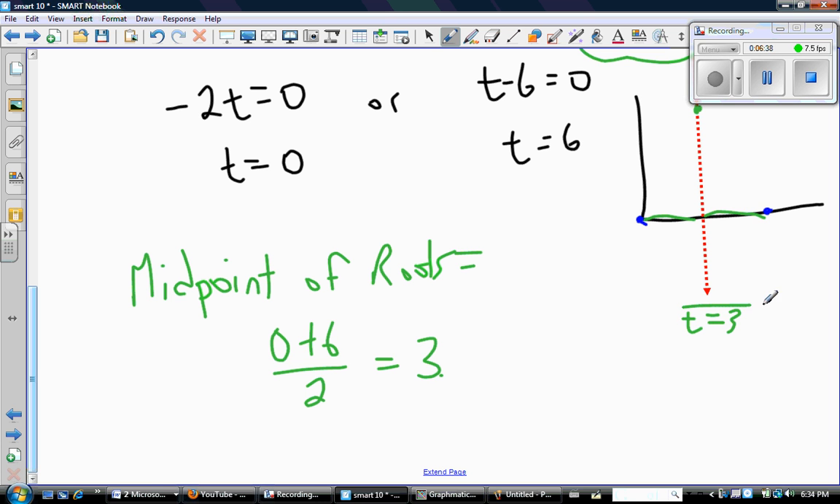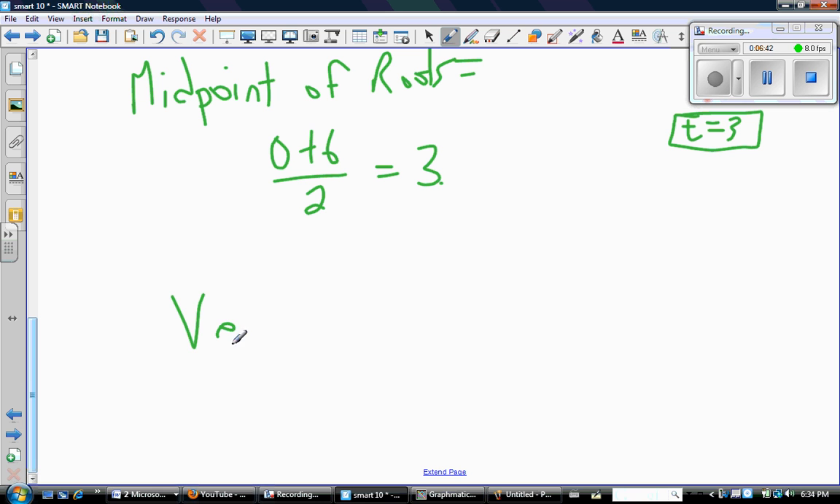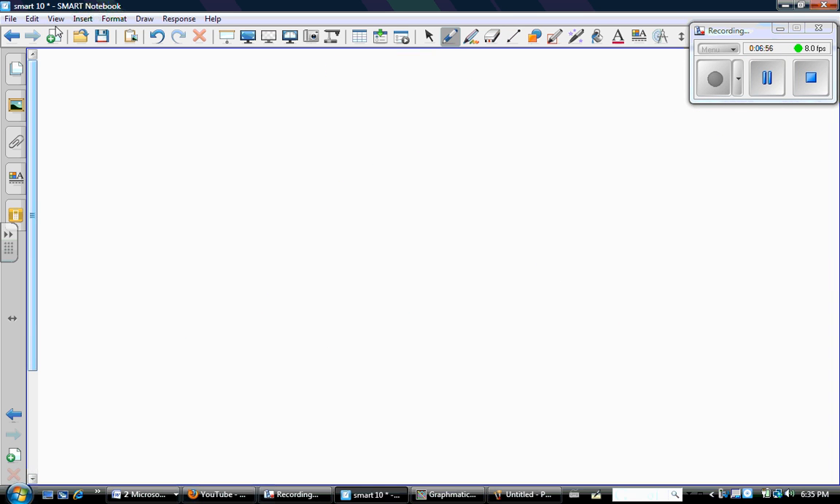And more importantly, I now know that my vertex looks like this, 3 comma something. I just have to figure out what that something is. How do we do it? So let's go to a different page because I'm running out of room. So again, here's the formula we've been talking about.